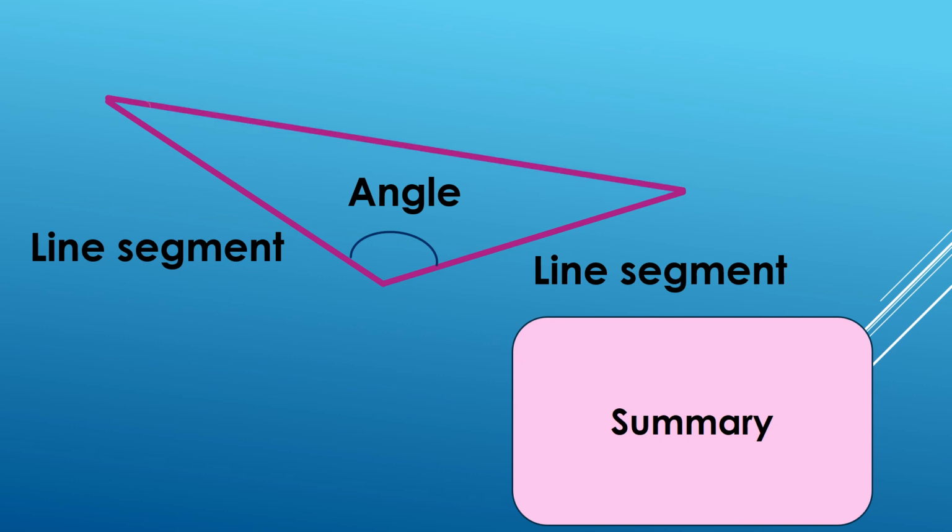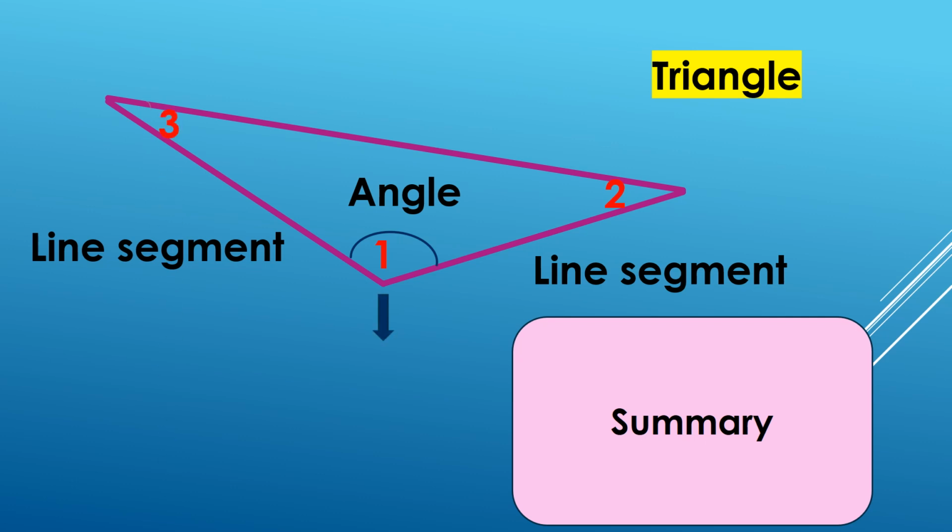Now, what if I close this shape by a third line segment? Do you recall this figure? What is it right now? Perfect, it's a triangle. Very good. So, such a triangle has 3 line segments. And it has how many angles? 1, 2, and 3. Very easy.